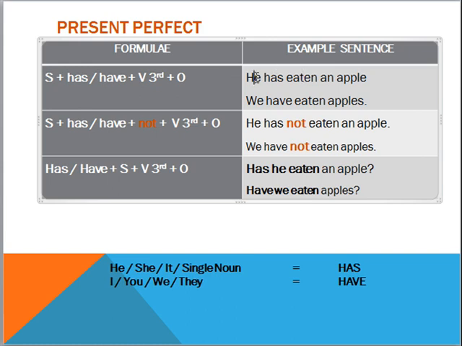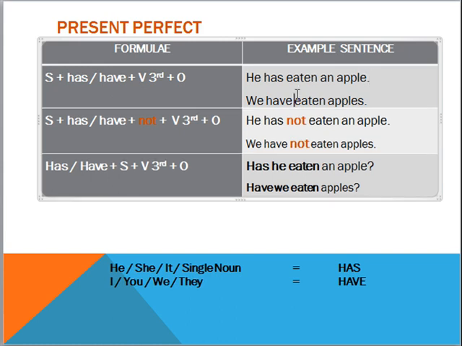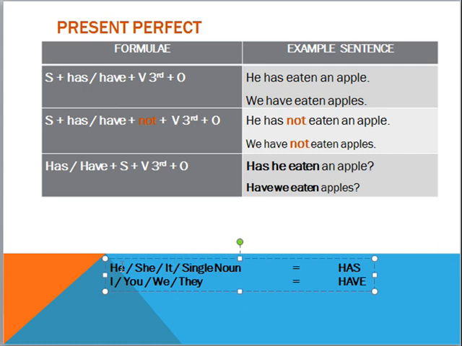So the example sentences are: in affirmative, he has eaten an apple. And with the plurals, we have eaten apples. Next, negative: he has not eaten an apple, or we have not eaten apples. And in interrogative sentence, we put has or have in the beginning of the sentence, so it becomes: has he eaten an apple, or have we eaten apples. Where do we use has and have? He, she, it, single noun, we use has, and I, you, we, they, we use have.